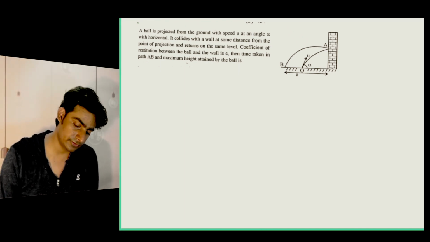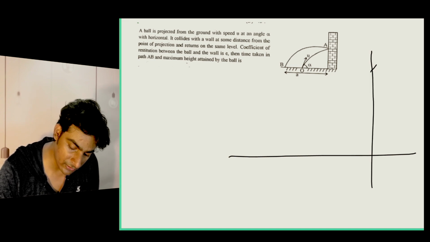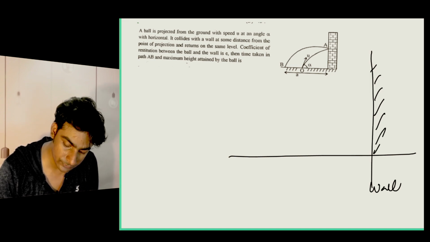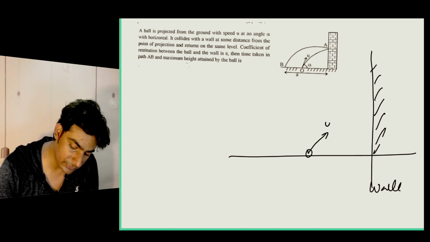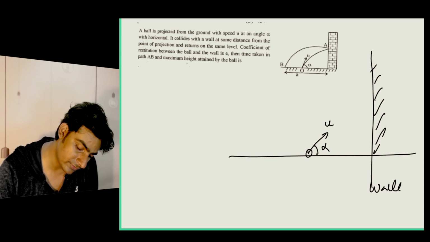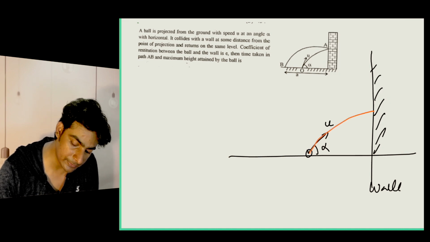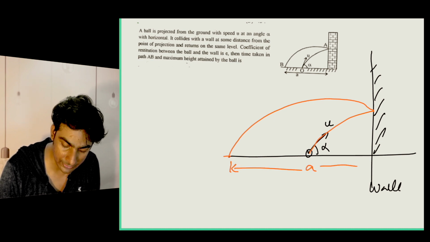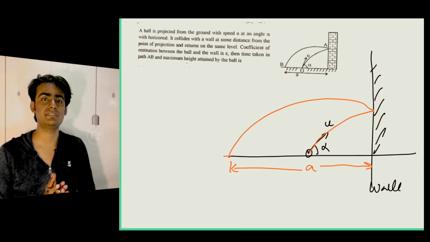So let's try to solve this question. First let me draw the figure. Let's say we have this wall. An object is thrown at an angle alpha with velocity u. What will happen? This will go like this and go like this, and this distance we have given as A.